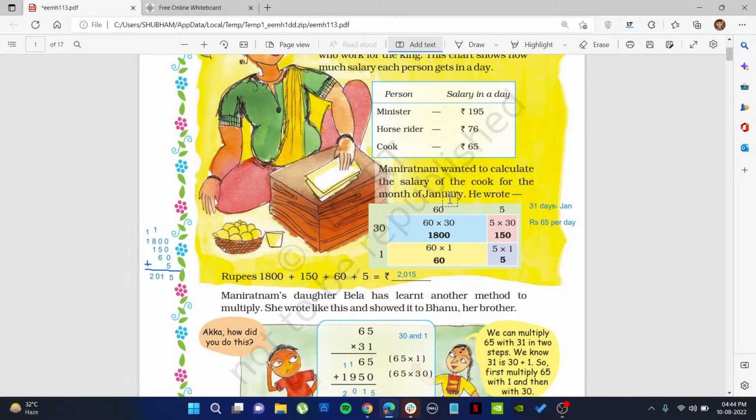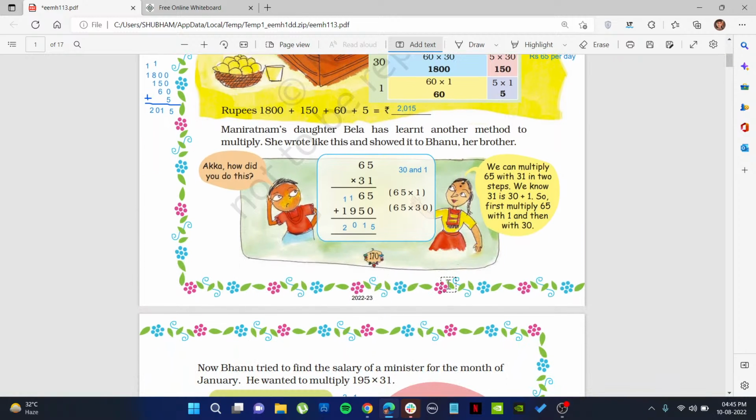And in the month of January, there are how many days? 31. So we have broken 31 into again tens and ones. Here we can see 1 ones here and 3 tens here. So we have solved for 30 days here, and in this row we have solved for 1 day. And on performing such multiplication, we have just added all these outputs and we get our final answer, which is 2015.